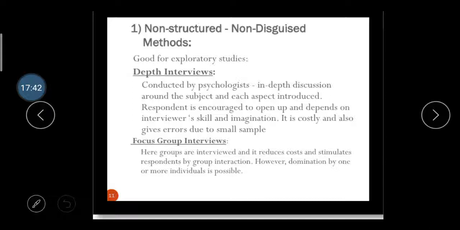દેન આફ્ટર ફોકસ ગ્રુપ ઇન્ટરવ્યૂ. Here groups are interviewed, and it reduces the cost and gives simultaneous responses through group interaction. However, domination by one or more individuals is possible. કે એક સાથે ઘણા બધા લોકોનું ગ્રુપમાં ઇન્ટરવ્યૂ લેવામાં આવે તો એને ફોકસ ગ્રુપ ઇન્ટરવ્યૂ કહેવાય છે અને ઇઝીએસ્ટ મેથડ છે.